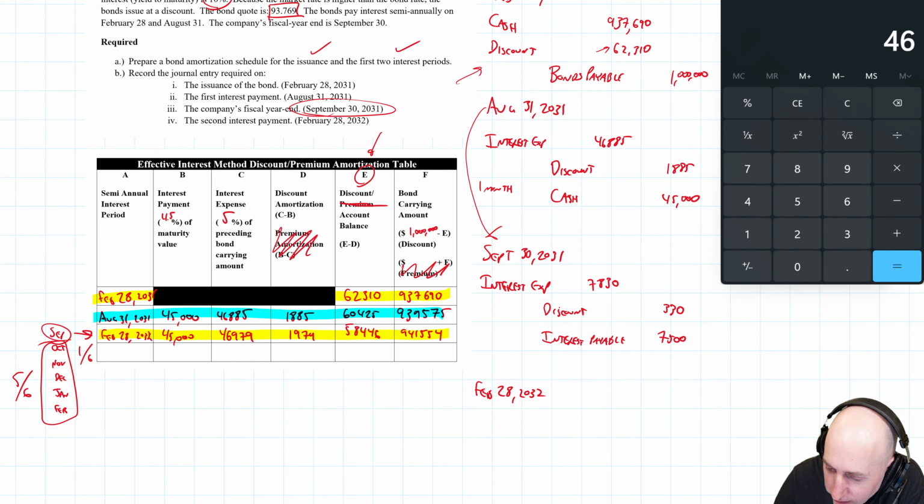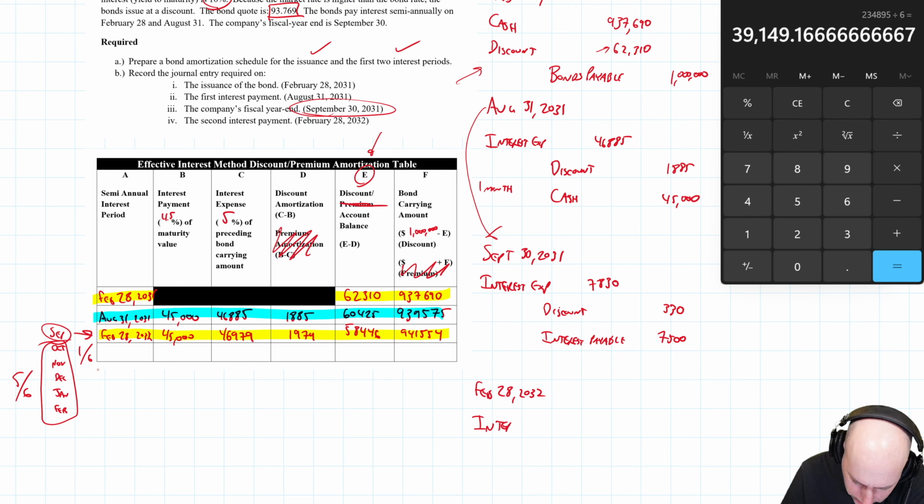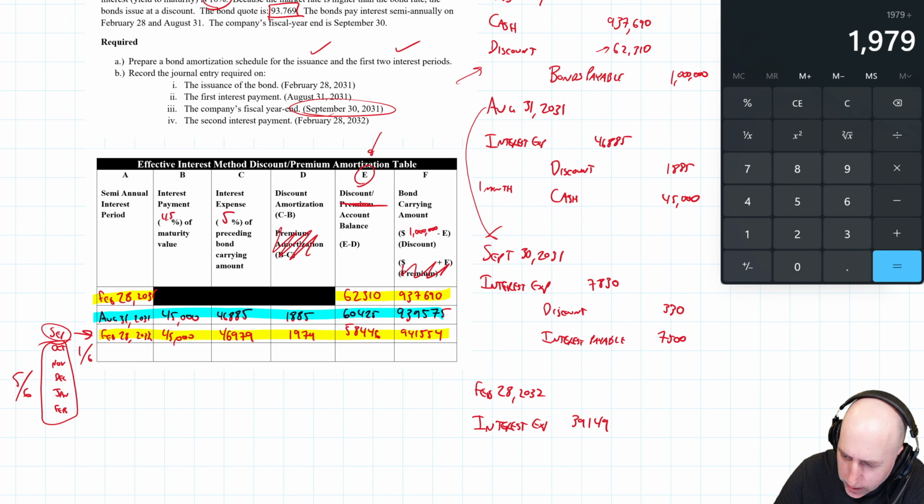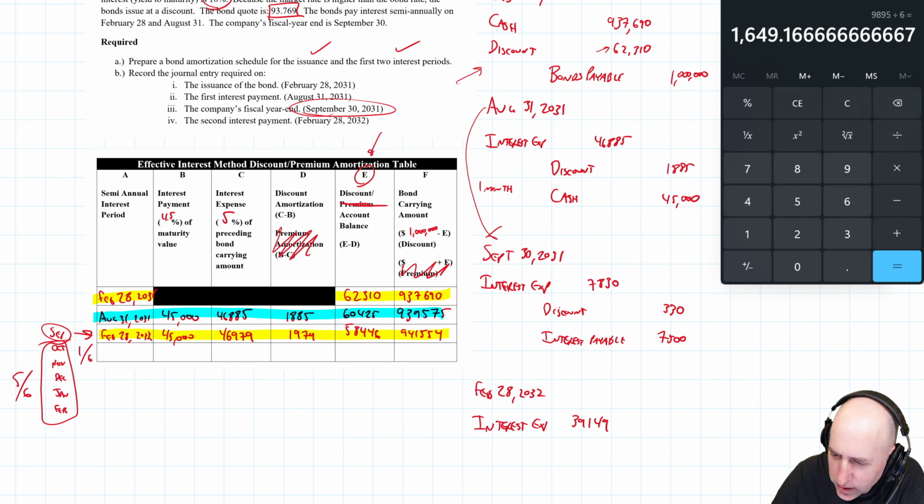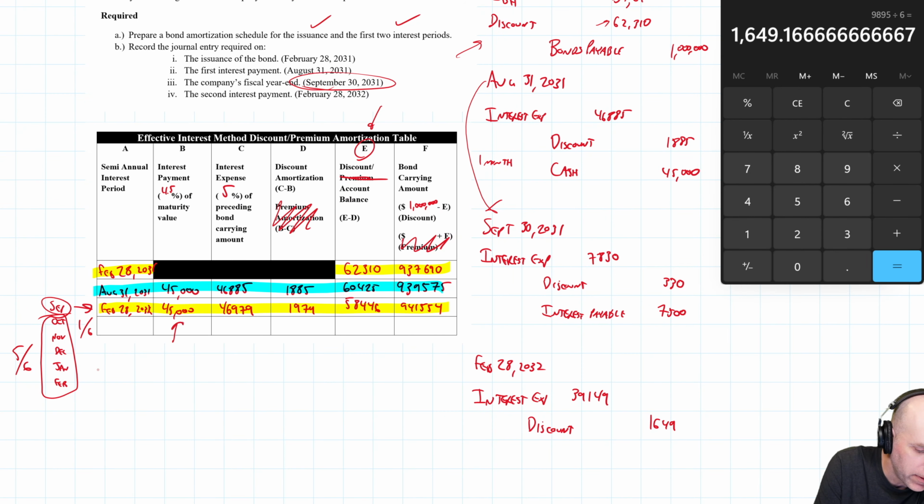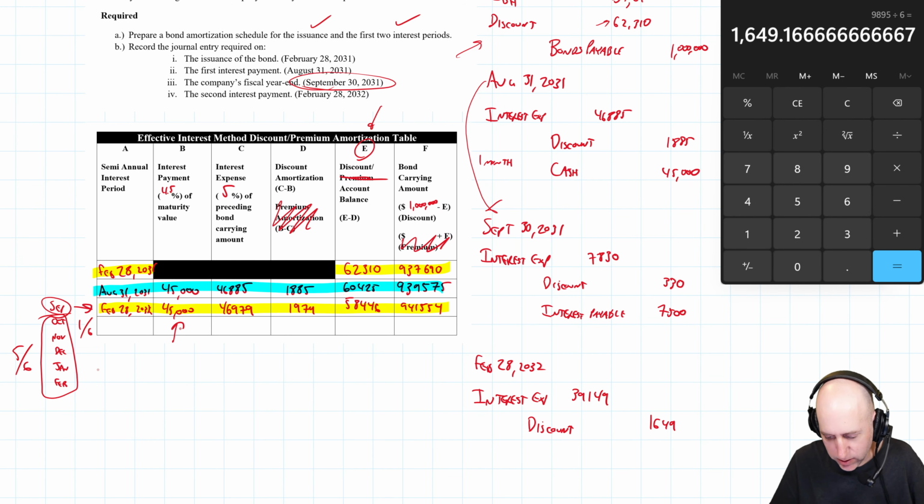So 46,979 times 5 divided by 6. 39,149 is our interest expense. Our discount is 1,979 times 5/6, 1,649. That's the credit to discount. And now we credit cash, but we credit cash for the full amount because we pay $45,000 every 6 months. So we're going to have to pay these guys $45,000.